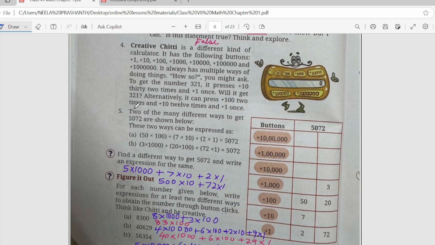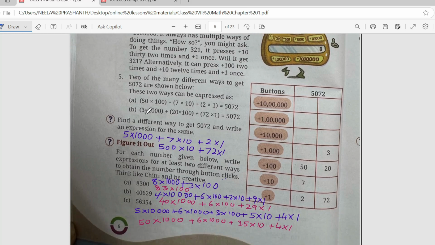Now let us go to the next question, Creative Chitty. In short, I will just explain this. There are two different ways shown here where the same number can be represented. Here 5072 is the number which can be expressed in two different forms.